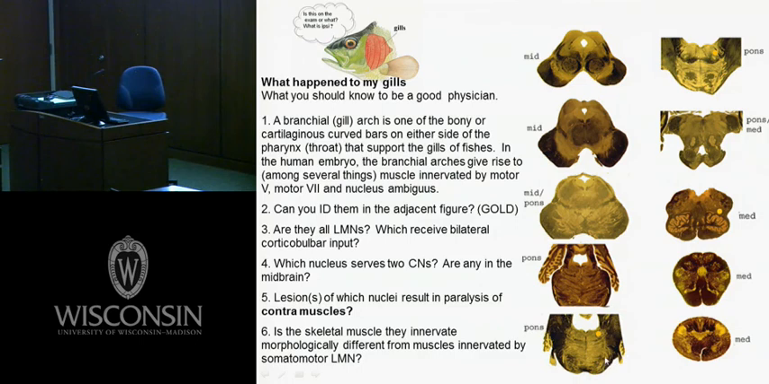Any other, let's see here, let's go up here. What lower motor neurons do you have here? Motor 7 and abducens. What lower motor neurons do you have here? Motor 5. What's going on here? This is dominated by the superior cerebellar peduncle. No lower motor neurons. This is again dominated by the superior cerebellar peduncle.